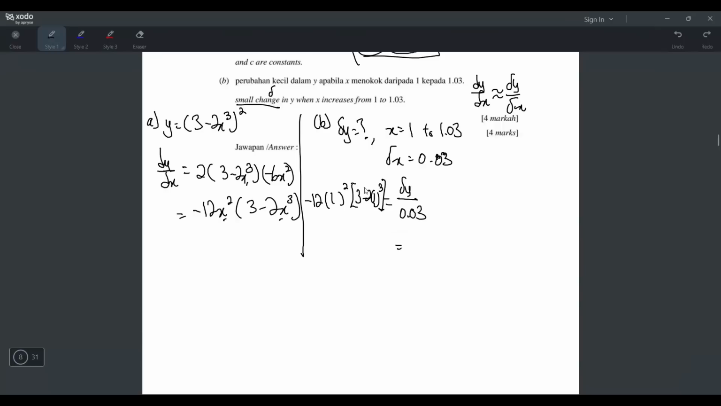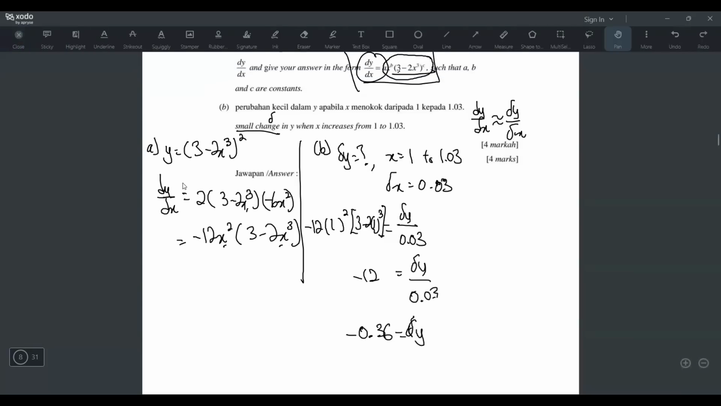So now I will put all this in my calculator. 1 to the power 3 is 1, times negative 2, negative 3 minus 2 times 1 times 1, and negative 12. Then delta x is 0.03, and now you can get your delta y. It will be negative 12 times 0.03. What is the answer? My calculator gives me negative 0.36. If you want to write in fraction, can also. It will be negative 9 over 25. It's the same thing.